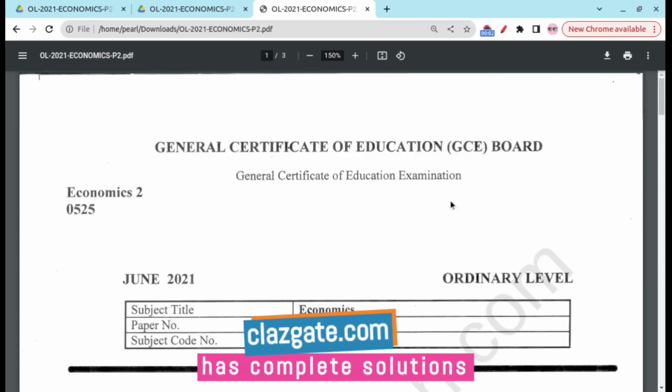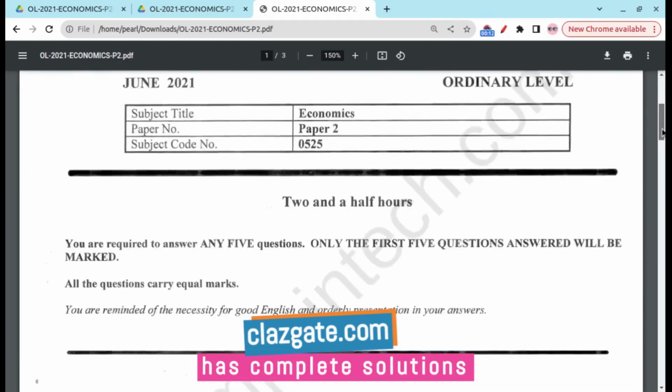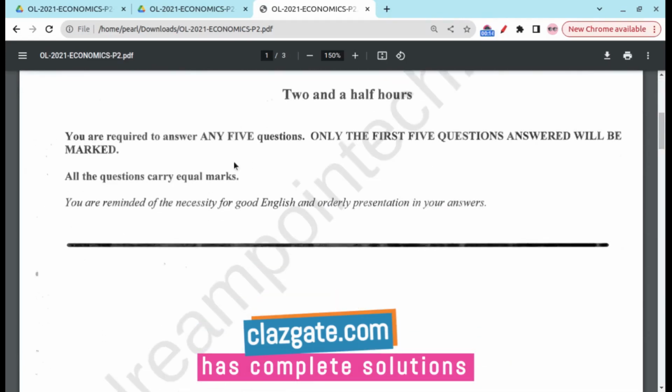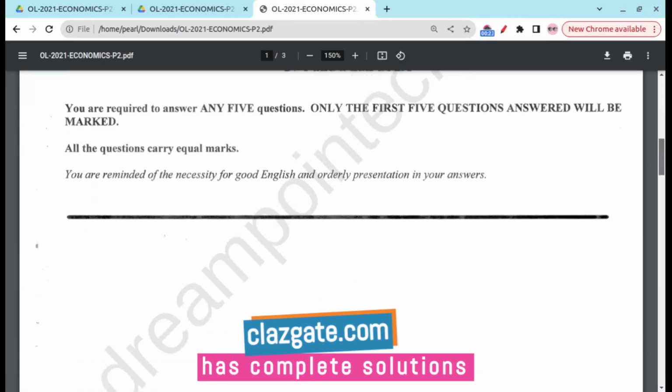And we are doing paper 2 this time around. We're doing paper 2, June 2021 of economics ordinary level. Let's get started. So we are required, take note, in 2021 we are required to answer any 5 questions. So I want you to always read the instructions, and we have 2.5 hours to do this. Let's get started.